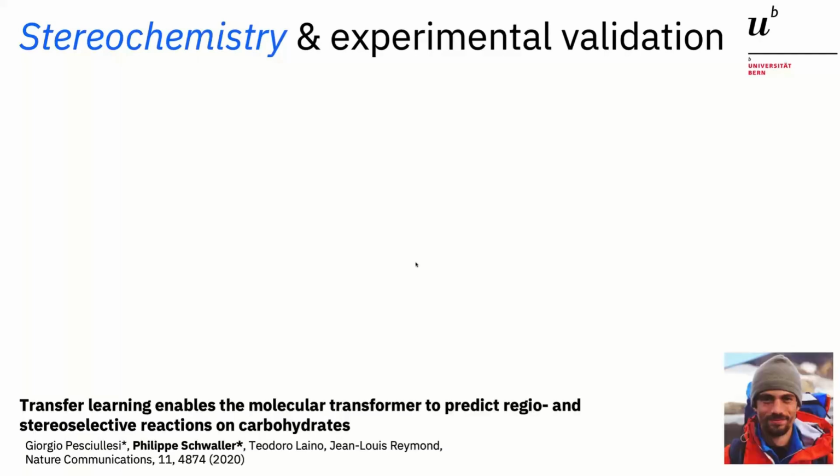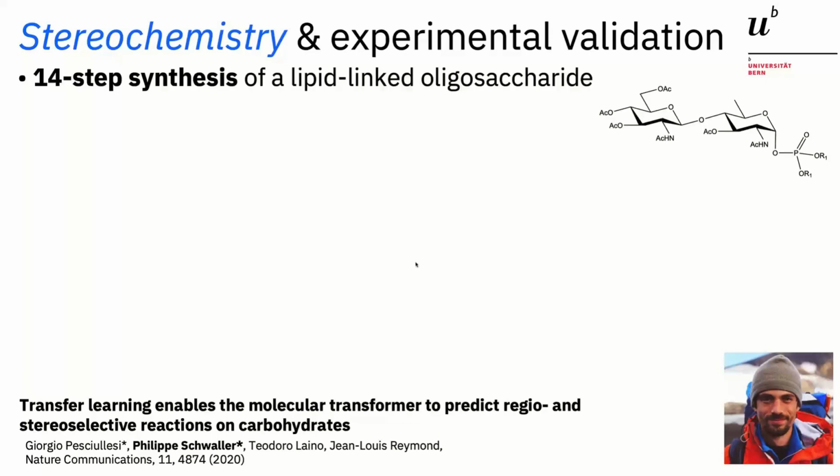When I transitioned to the University of Bern, we asked the question: what is missing in those transformer reaction prediction models? Two things that were obvious were stereochemistry and experimental validation. That's when I teamed up with Giorgio, that you see here on the right, and we worked on this transfer learning approach for predicting carbohydrate reactions.